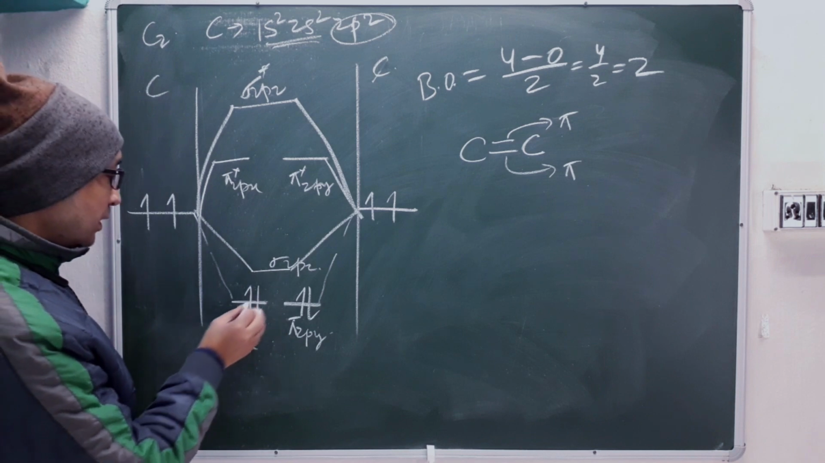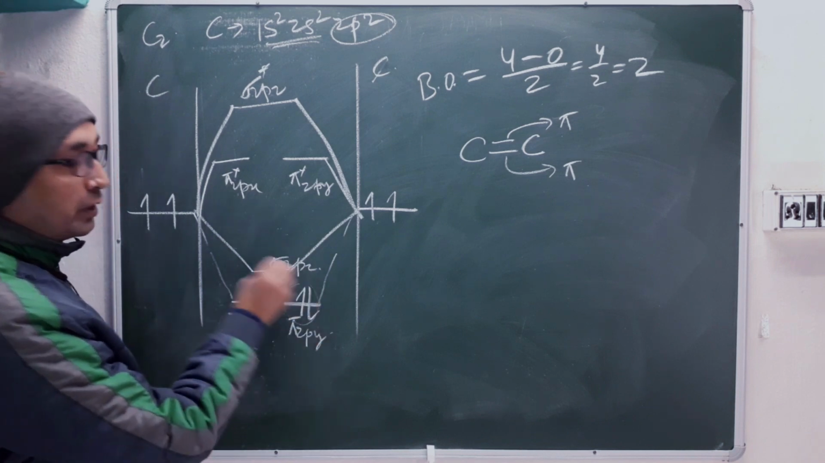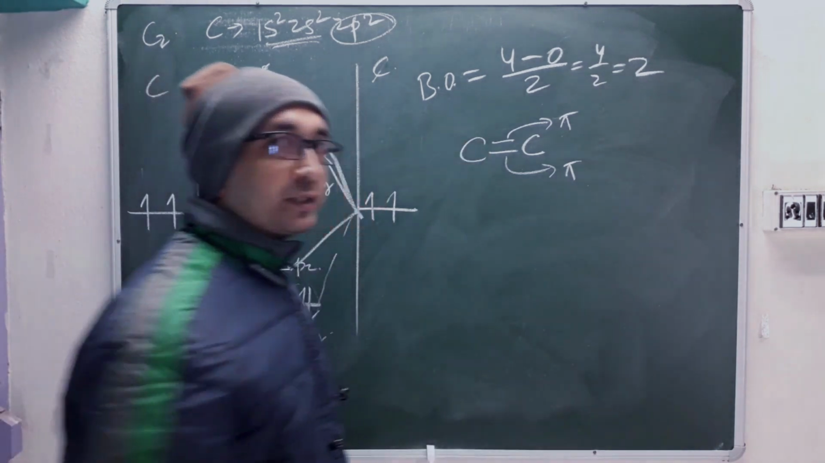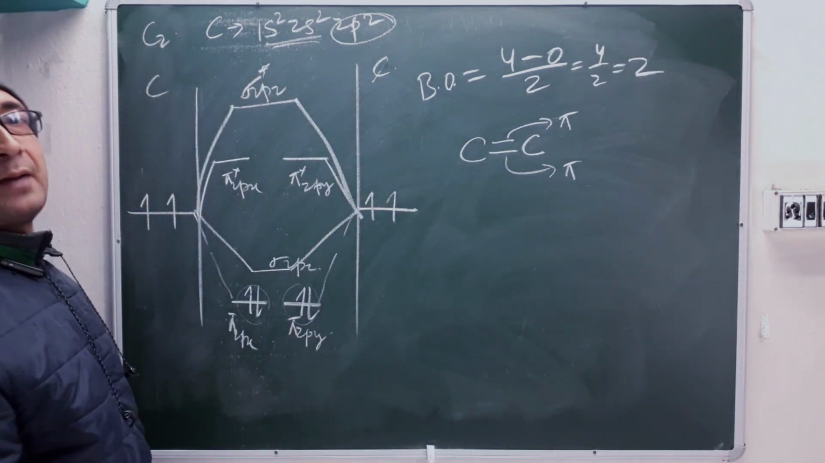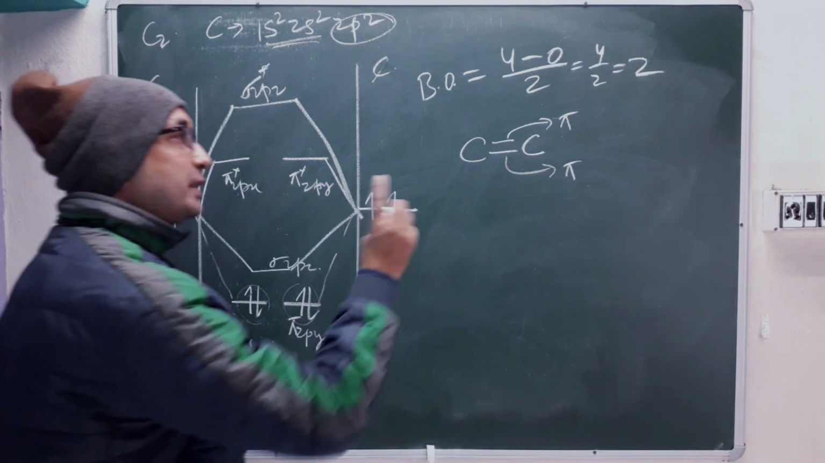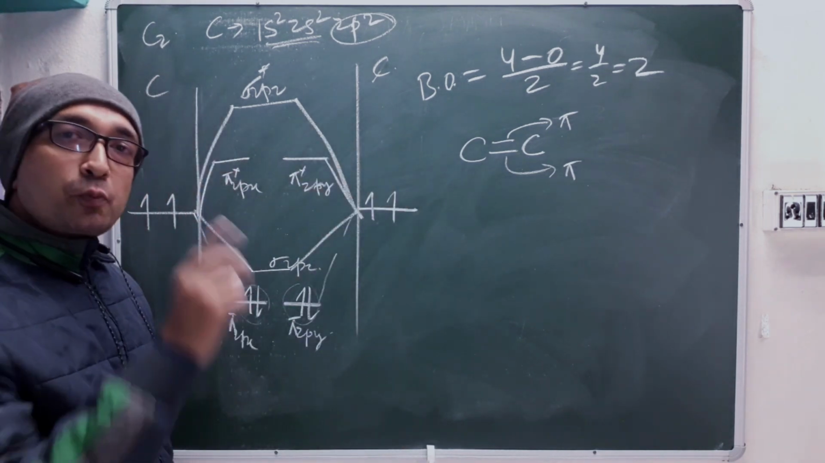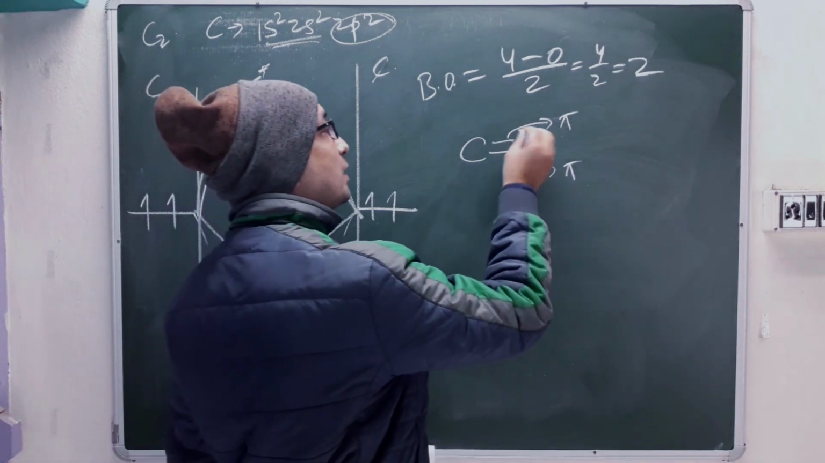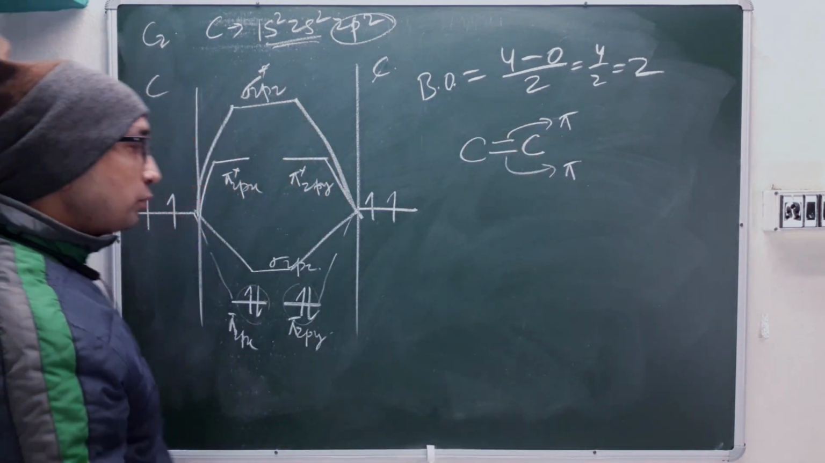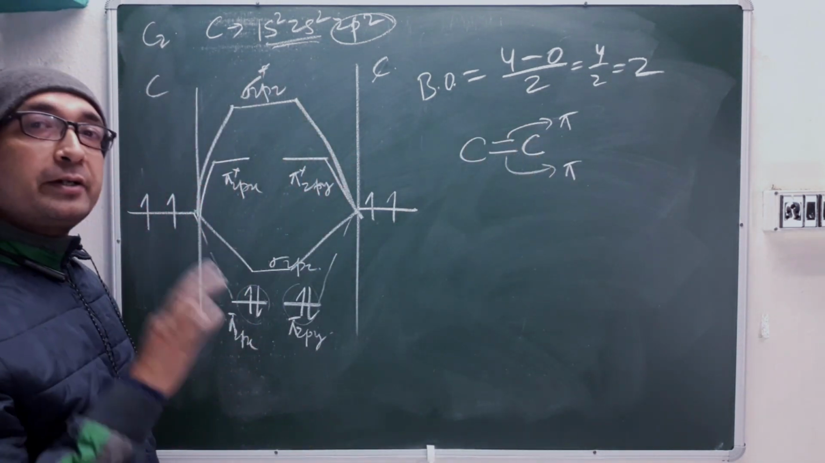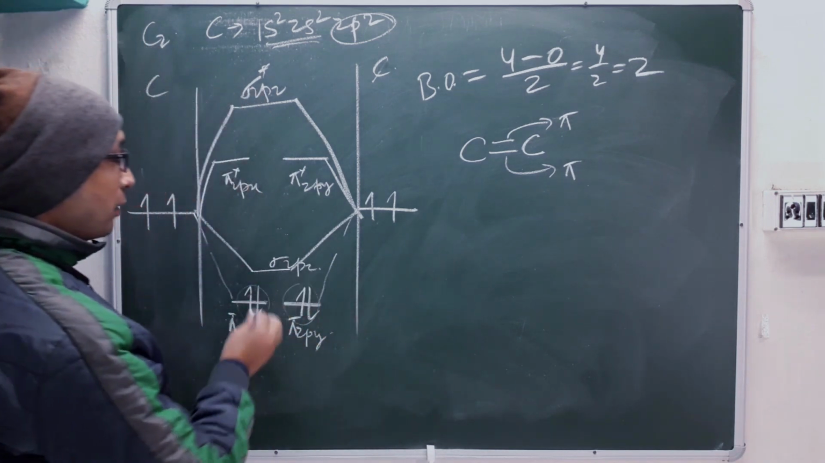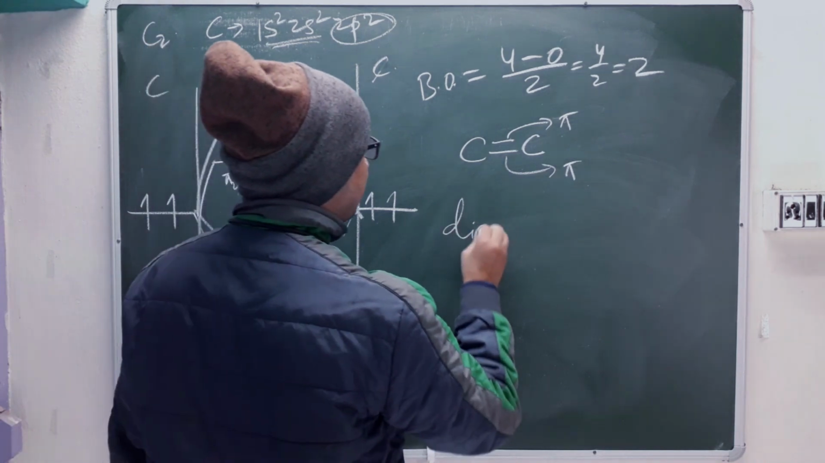See, this is also in pi, this is also in pi. So both are pi bonds. We don't have any sigma bond in C2. In B2 also we have a pi bond, but one pi bond. In C2 also we have pi bonds, but two pi bonds, not a single pi bond. Or you can't say one sigma and one pi. And now the next question is, what is the magnetic property of this C2? It's all paired, right? So it will be diamagnetic.